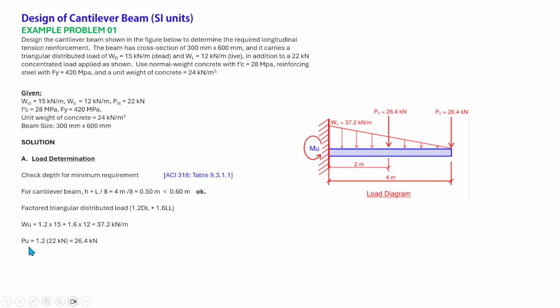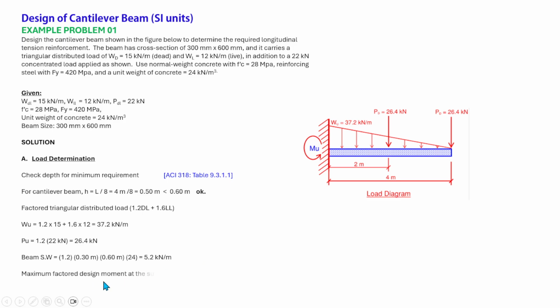So for Pu, which is the dead load, it is equal to 1.2 times 22 kilonewton. That is equal to 26.4. So we have applied here 26.4 for that concentrated load. Now the beam self weight, we have to account for also as dead load: 1.2 times 0.3 times 0.6, multiplied by 24, and that is equal to 5.2 kilonewton per meter. And this is a uniformly distributed load.